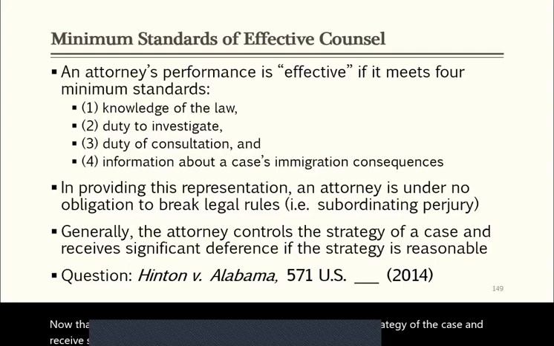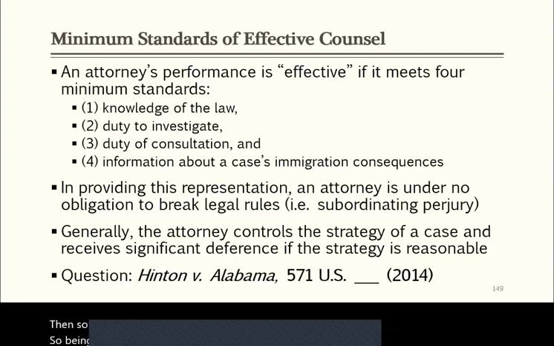So again, this kind of goes back to if they're effective, minimum standards, they can't break legal rules, right? And if they choose a path, a defense that's kind of off, then so be it, as long as it's reasonable. So being said, I have a challenge for you.